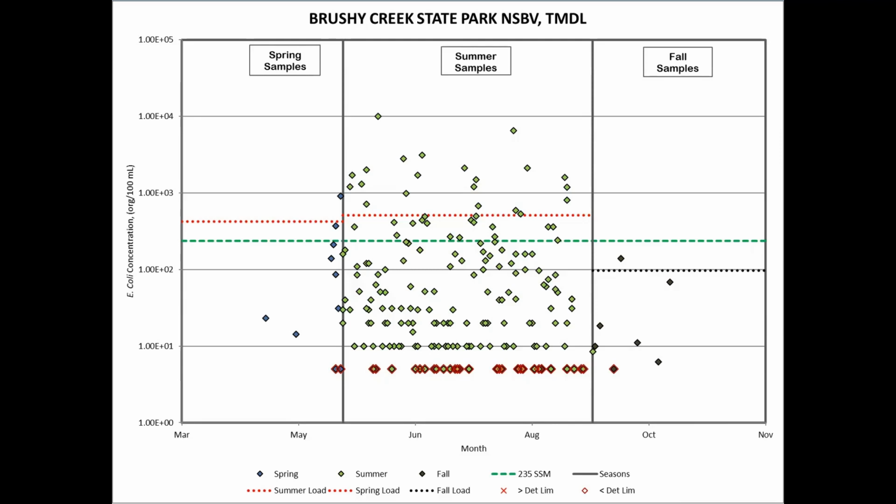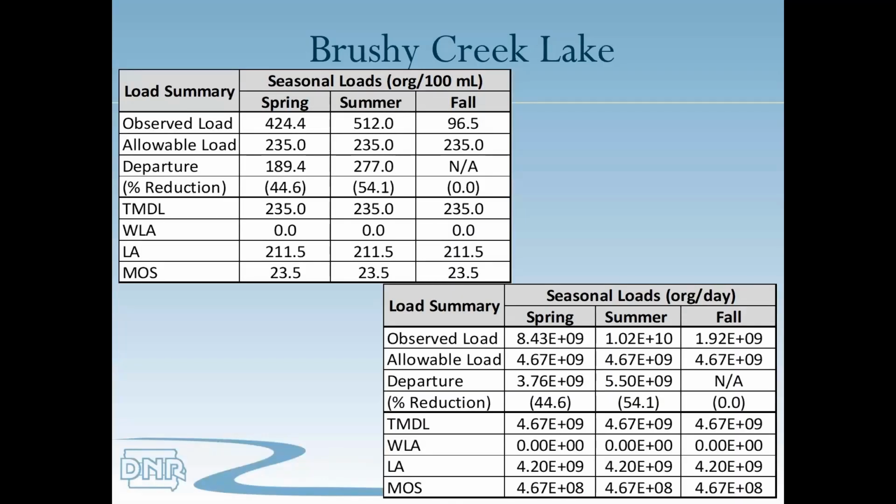So this is one way of presenting the data. We can present it in another way by putting it into a table. So again, here's Brushy Creek Lake. This top table is the E. coli shown in concentration, the number of organisms per 100 milliliters. We have our observed load, remember, which was the 90th percentile of all the data points within that particular season.